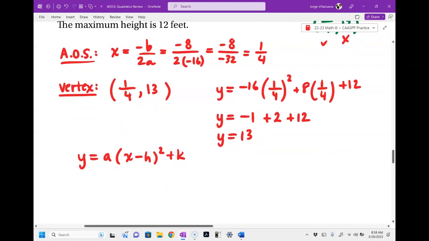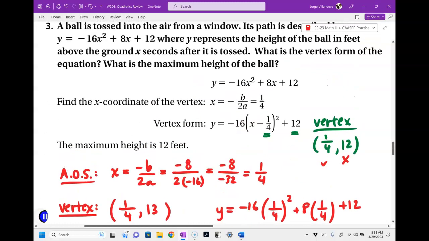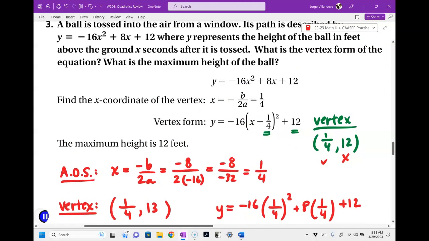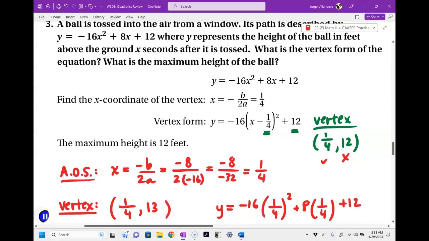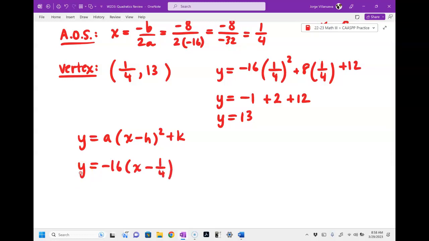What's my a term? According to my equation, you guys have it on paper, right? What's my a term? You can look at the original problem. Negative 16, so all right. y equals negative 16 times (x minus, my h term is 1/4) squared, my k term is 13. All right, so there's my vertex form. There, I fixed that problem. And then they said, what is the highest the ball went?